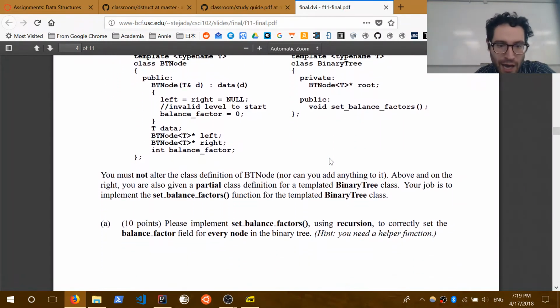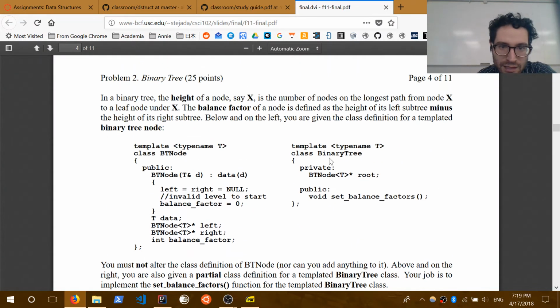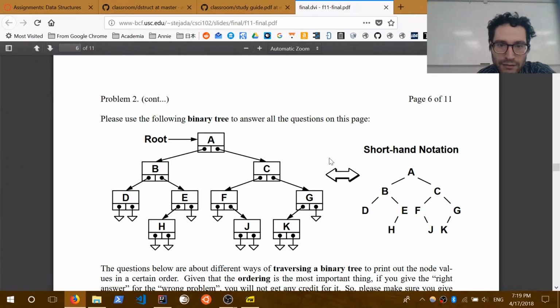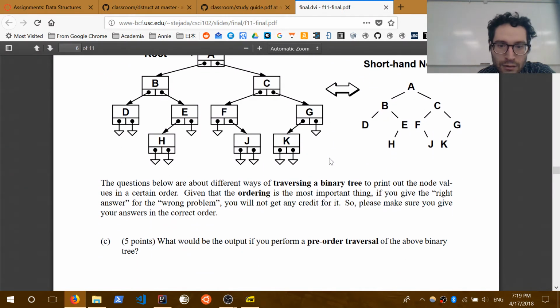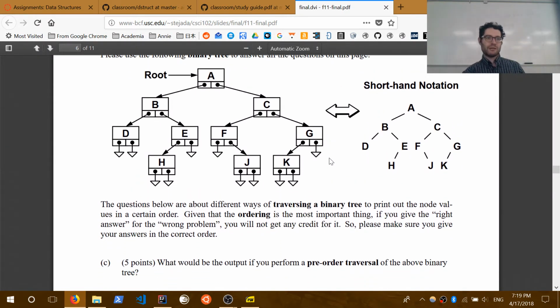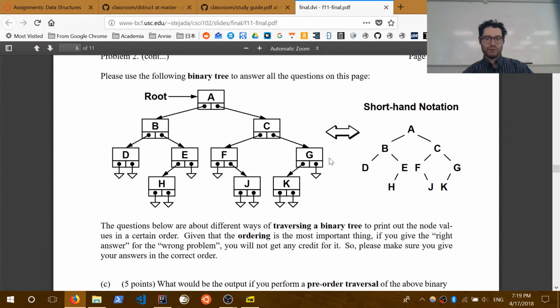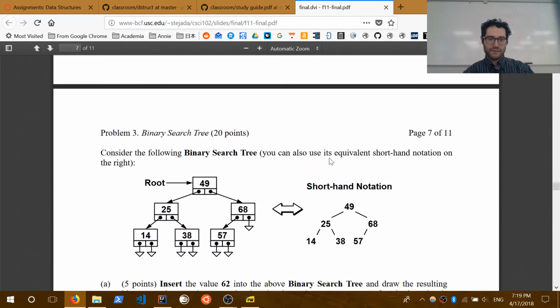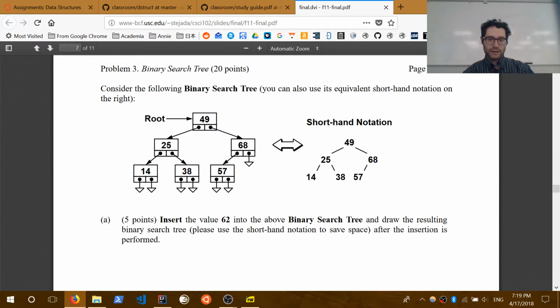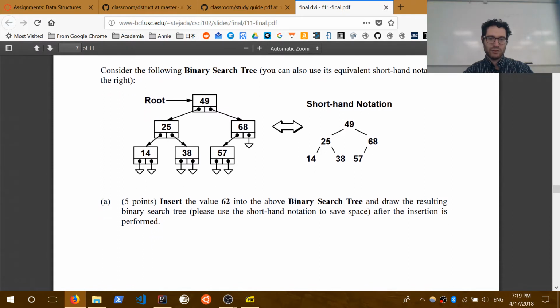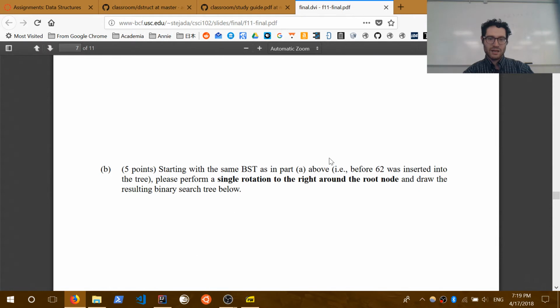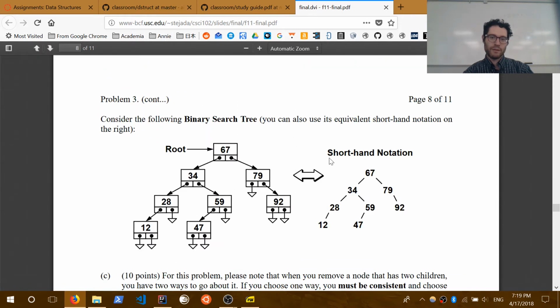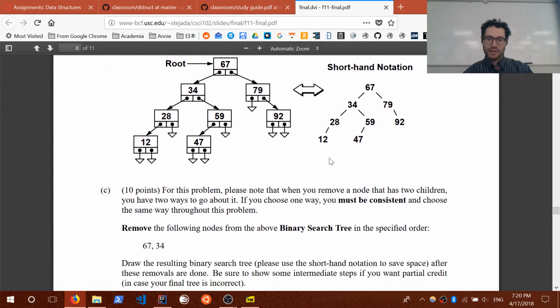So let's see. So here's a coding problem. I'll leave that over here. So pre-order traversal of a tree. So this one's a pre-order traversal of a tree. That's not too bad. Post-order traversal. Let's see. Insert this into a tree, insert 62 into the tree and show the result. Single rotation. We didn't go over. We kind of went over rotations, but we don't really need to do that right now. It's not going to be on your final exam.